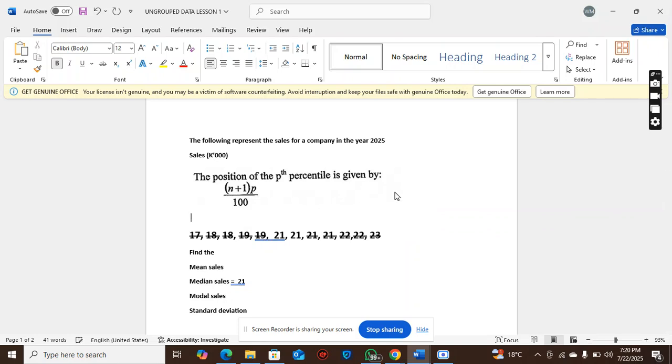Yes, n is 12, so it's 12 plus 1. P represents the percentile. Since the median is in the middle, it's the 50th percentile. So 12 plus 1 multiplied by 50 divided by 100. So 12 plus 1, that is 13.